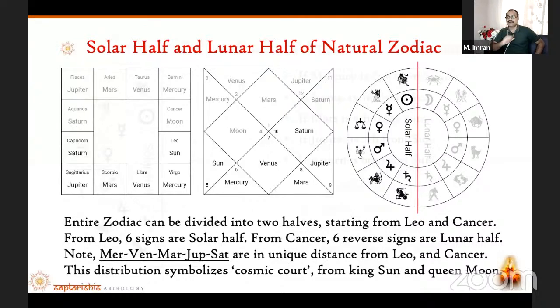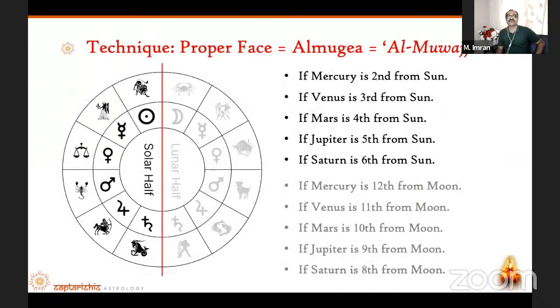What is the name of the technique on the basis of the solar half and lunar half? This technique is called the proper phase. The proper phase is a modern English word. Actually, the old Latin term was almogia, and it was actually adopted from the Arabic word al-mawajjah. Mawajjah is from Wajh in Arabic.